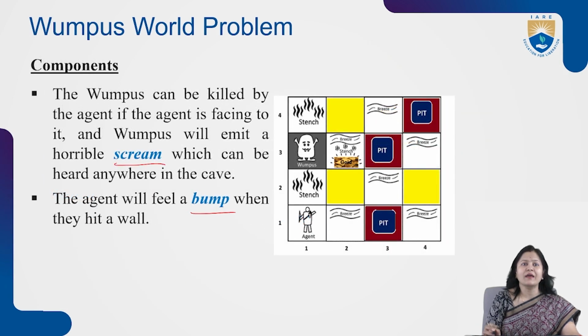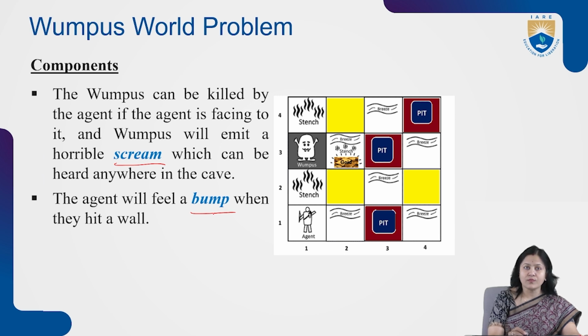Similarly, the Wumpus can be killed by the agent if the agent is facing it, and the Wumpus will emit a horrible scream which can be heard anywhere in the cave. That means if the Wumpus is killed by the agent, then the Wumpus will make a horrible noise. That horrible noise is nothing but the scream, which will be heard anywhere inside the cave. So that is why scream is one of the components of this problem. Another one is bump. The agent will feel a bump when they hit a wall.